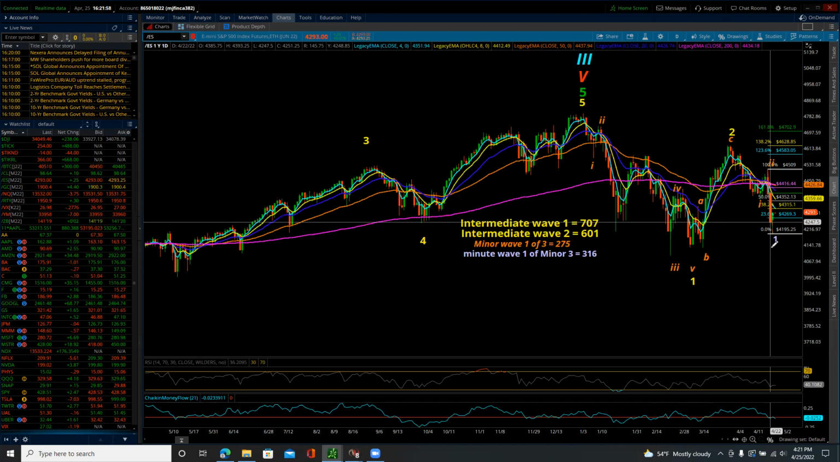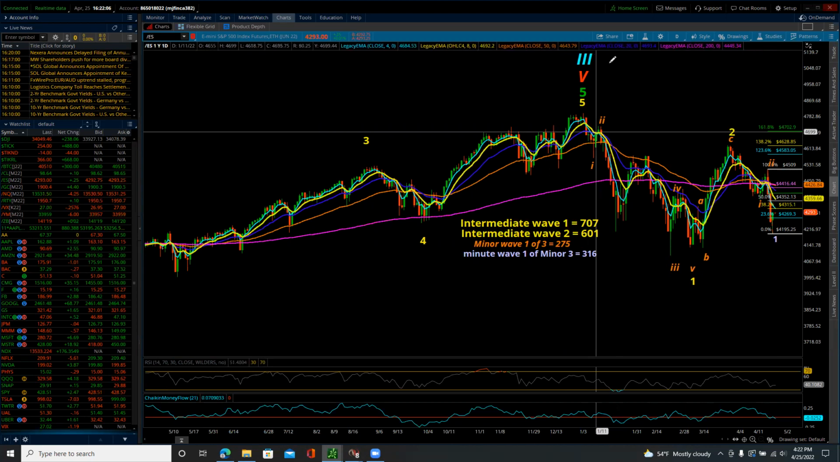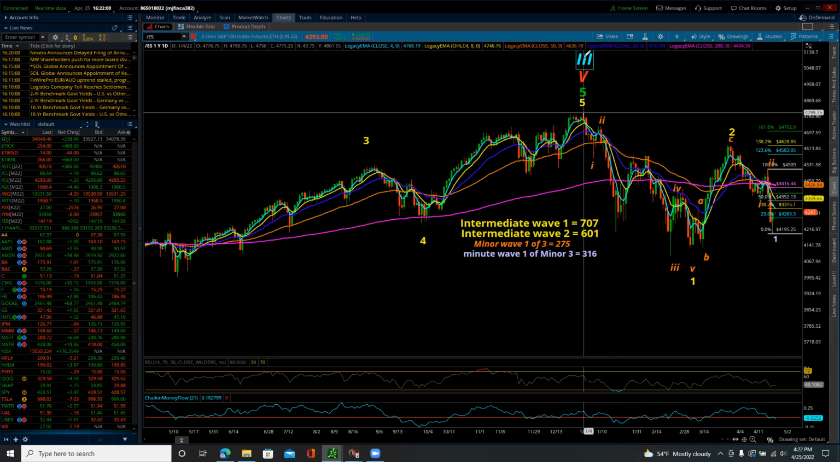So again, starting with that biggest picture, I believe that the 6808 level completed a super cycle third wave. That super cycle third wave likely began in 1932, I believe, or at least 1942, somewhere in there. So it's either 80 years old or 90 years old, but I believe it's 90. And that's the largest part of the correction that we're doing. We're correcting that much advance.